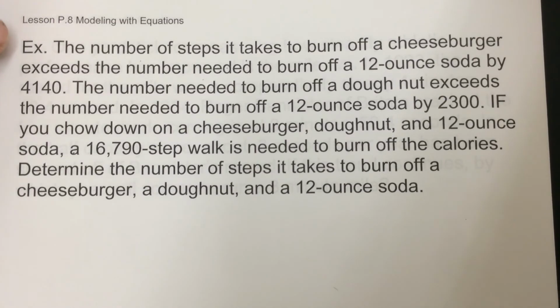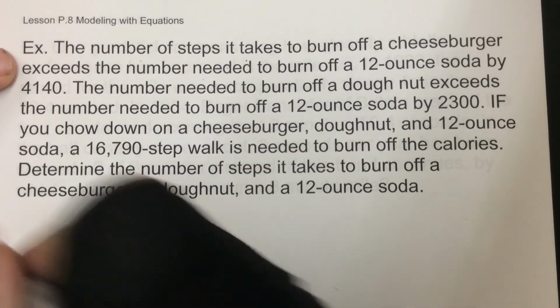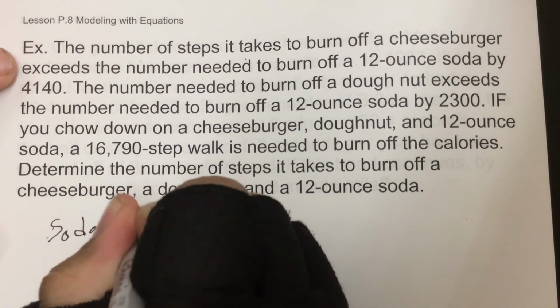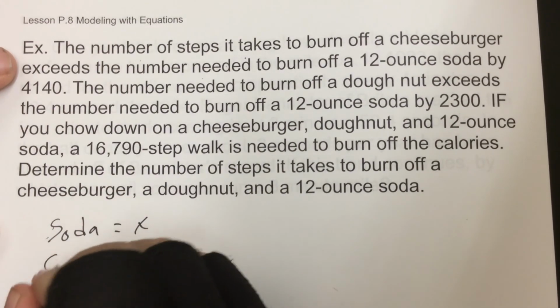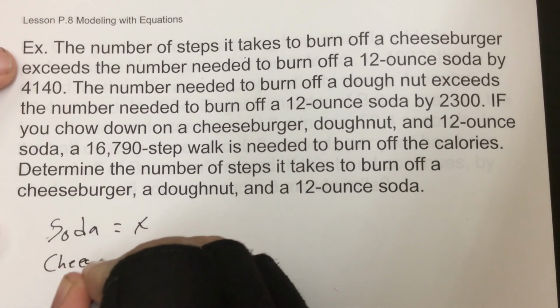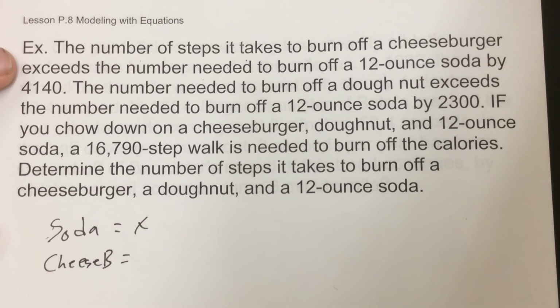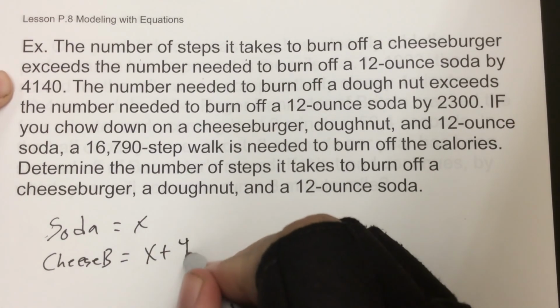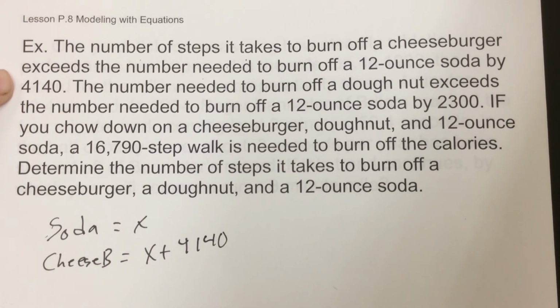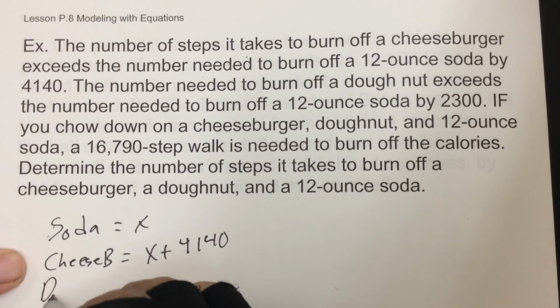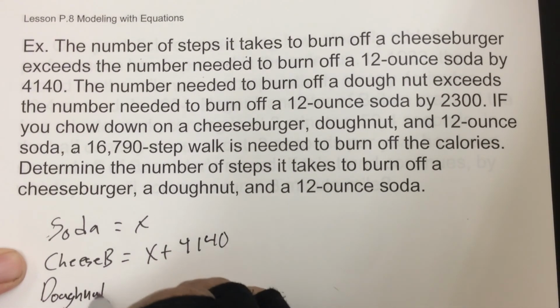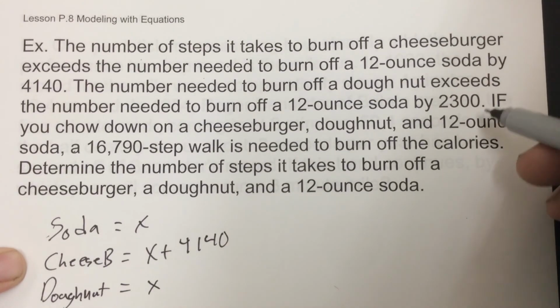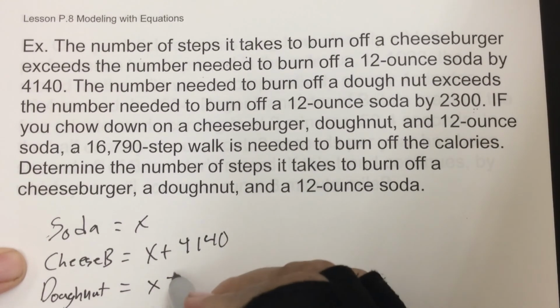So when we start this off, both of these are referring back to the soda, we need this many more steps than what the soda is. So we're going to let the soda be x. So that makes our cheeseburger x plus, we're exceeding it by 4,140, so 4,140 plus our x there. And then lastly, our donut would be that x, because again, we're tying it back to that soda, but it's going to be 2,300 more, so plus 2,300.